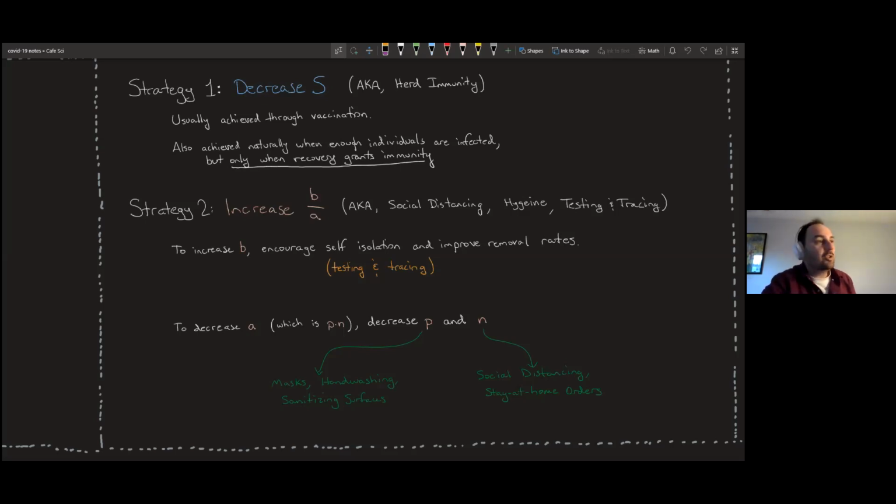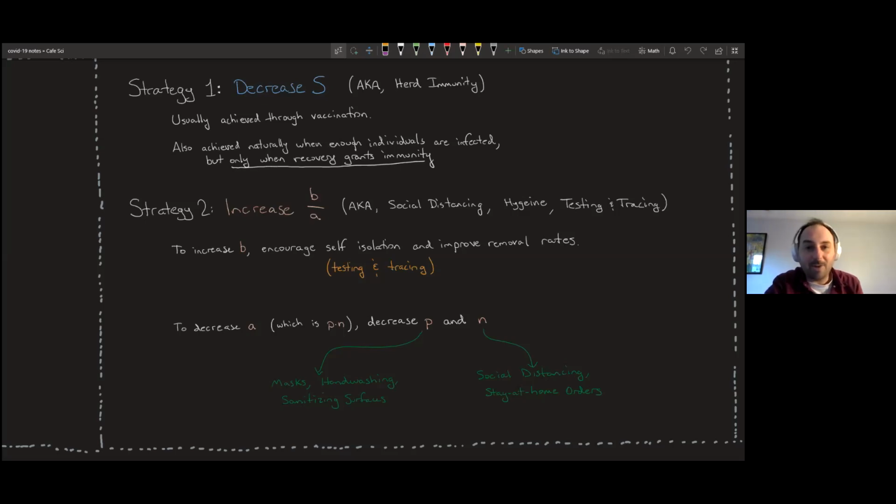So strategy two, increase that ratio, B over A. This is what we're doing when we're doing things like social distancing, practicing hand washing and mask wearing, and taking care to do lots of testing and tracing. So B, remember, is the rate of removal from the infectious population. If B is large, that means people are self-isolating quickly or being isolated. They're finding out that they may be infectious before they have symptoms, right? And so they can leave I much more quickly.